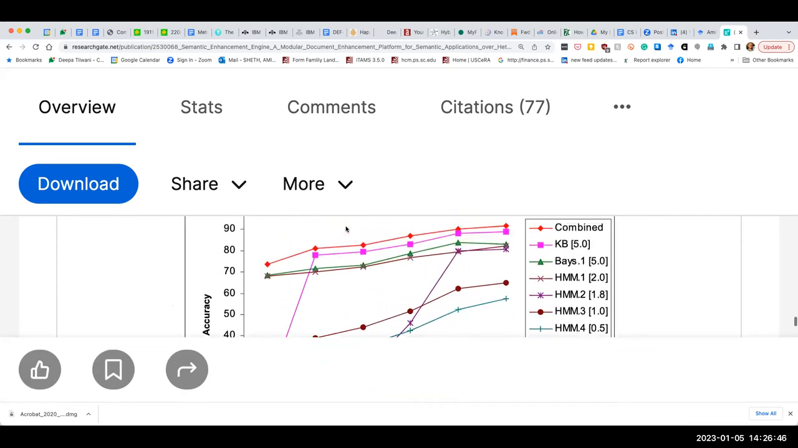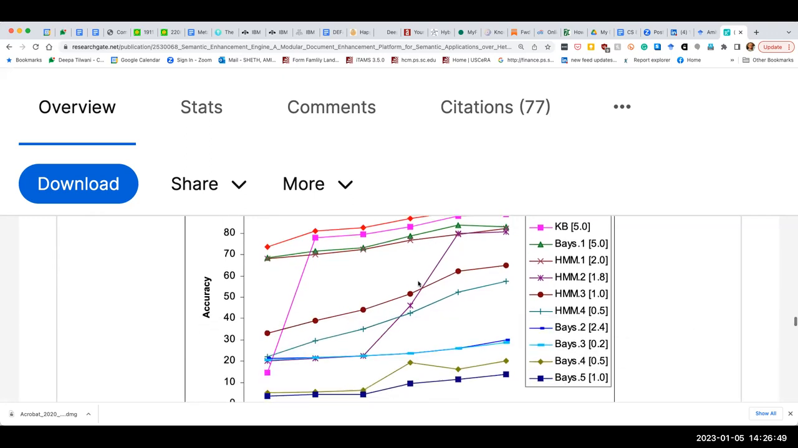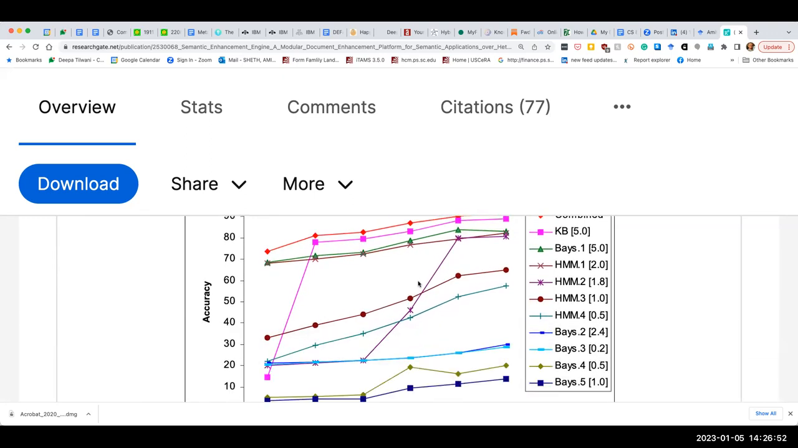Okay, look at this thing here. So what is happening here? This is a 2002 paper, so working done in year 2001, where there's a bunch of machine learning classifiers, and then there's this pink thing, knowledge base. We are talking about the complementary nature of data-driven and knowledge-driven techniques.